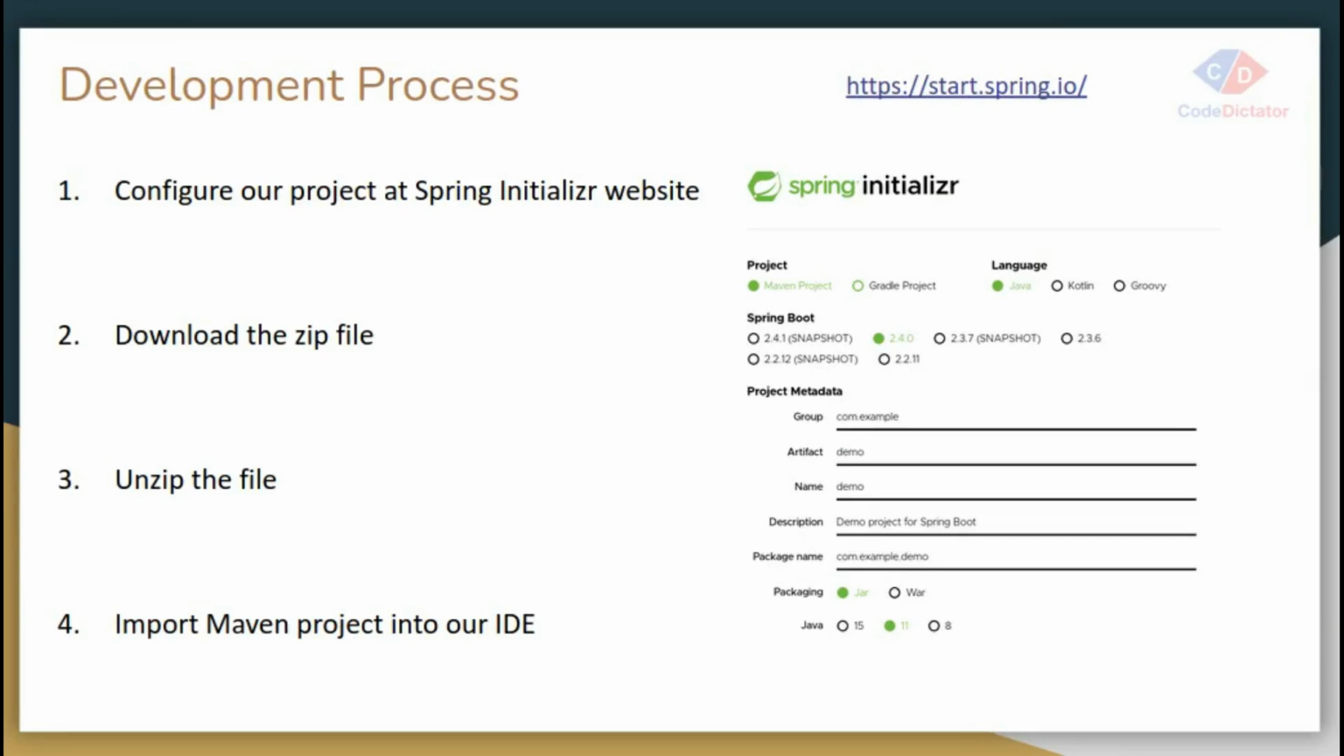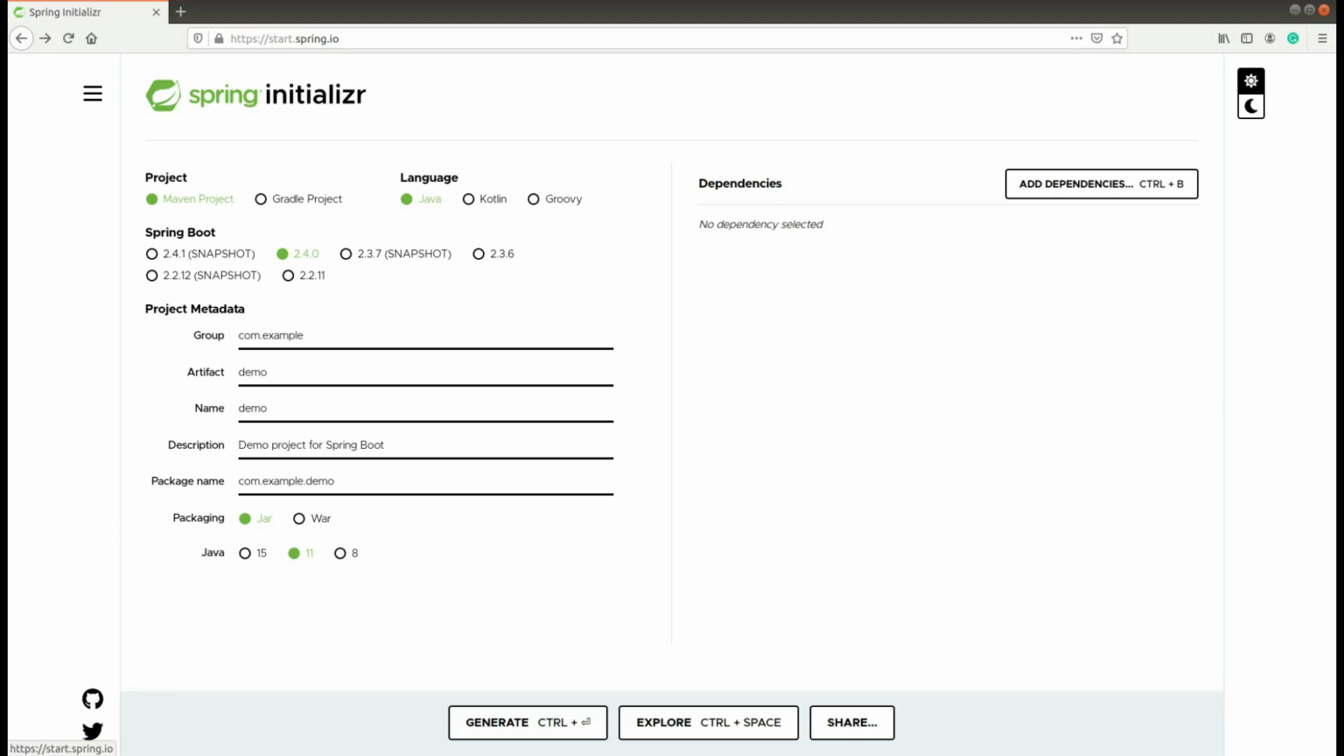So let's start. How to set up our applications. We have a few basic steps, and we will go through those steps manually. Visit this website, start.spring.io, and there you will get all the configurations. We are going to start with a Maven project.